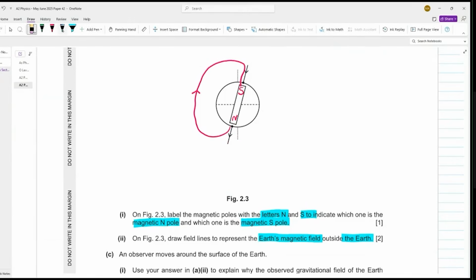Let me draw a much better diagram. Really bad at drawings. Okay, this is your magnetic field from north to south. Basically a butterfly pattern if you want to say that.